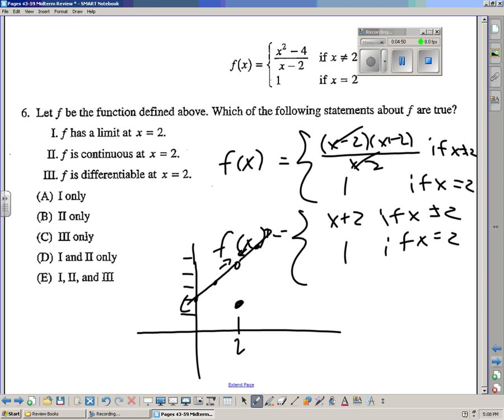We are approaching 4, so the limit exists. So that's actually true. Sorry, true. The function is not continuous because we have a hole. And automatically, if a function is not continuous, we are not differentiable there, so 1 only is the answer.